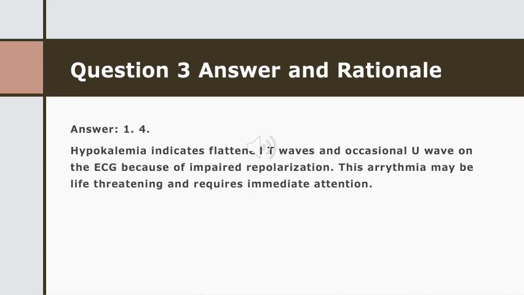Question 3, answer and rationale. The answer is 1 and 4. Hypokalemia indicates flattened T waves and occasional U wave on the ECG because of impaired repolarization. This arrhythmia may be life-threatening and requires immediate attention.